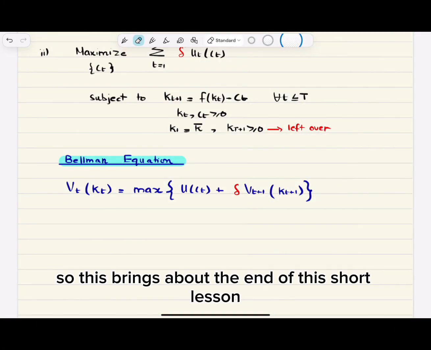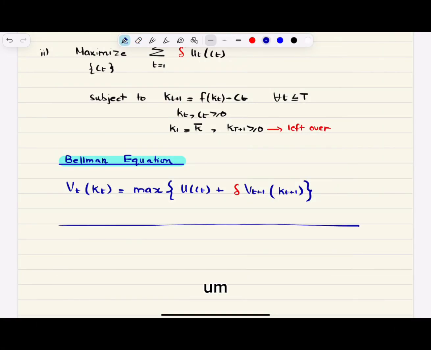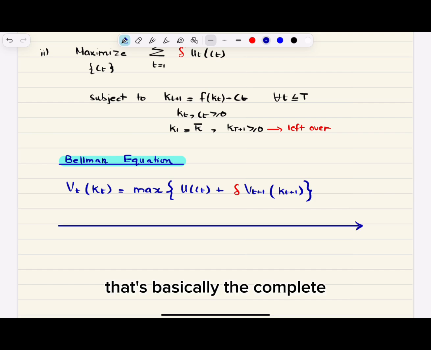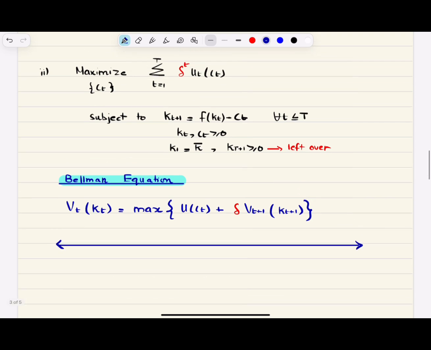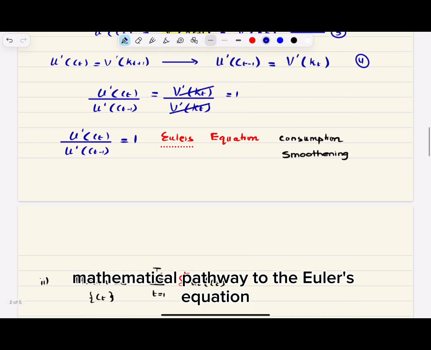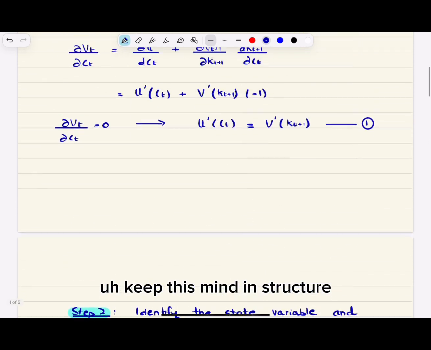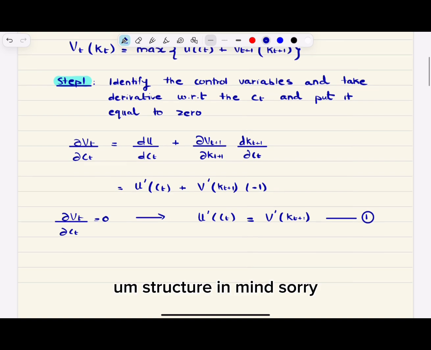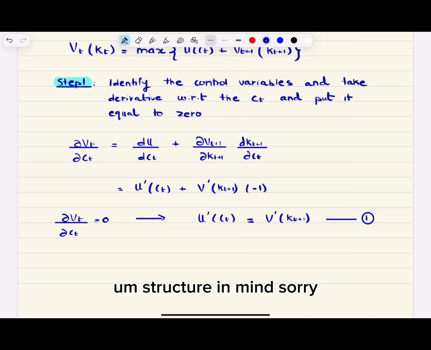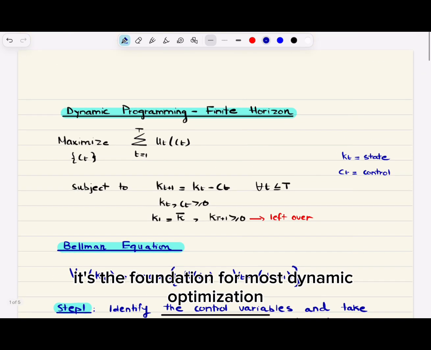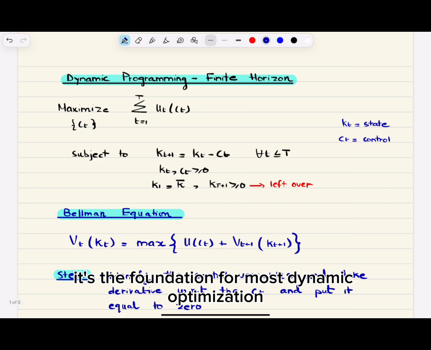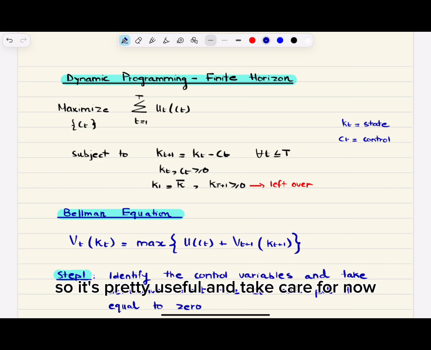So this brings about the end of this short lesson. That's basically the complete mathematical pathway to the Euler's equation for a finite horizon problem. Keep this structure in mind. It's the foundation for most dynamic optimization models, so it's pretty useful.